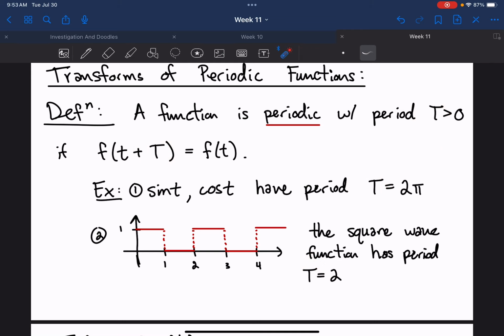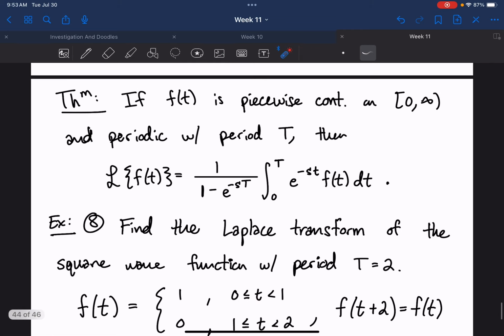Okay, if you have a piecewise continuous function which is periodic with period T, then its Laplace transform can be calculated using this formula, where this is the period, and this is the part that's defined on the first interval. Okay, that's complicated to say. Let's look at an example.